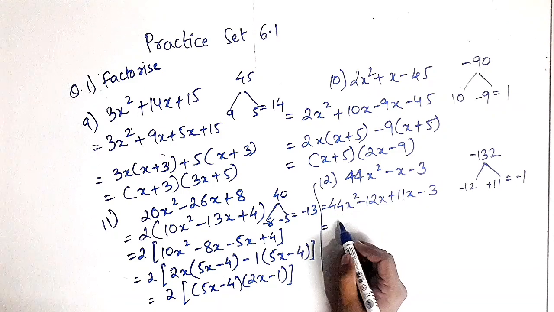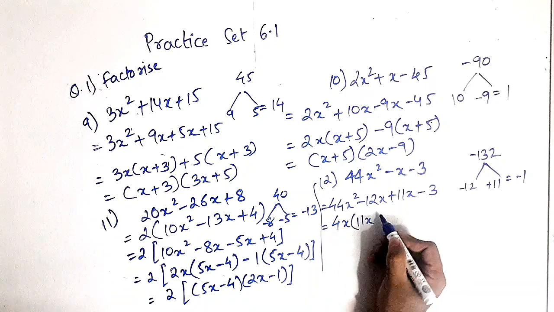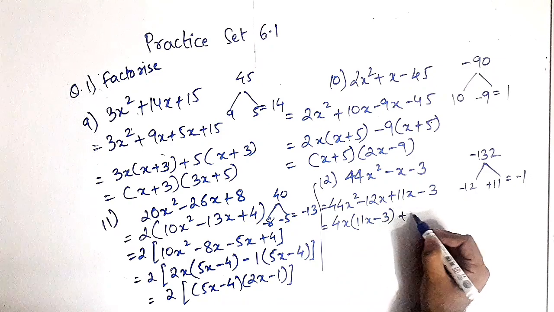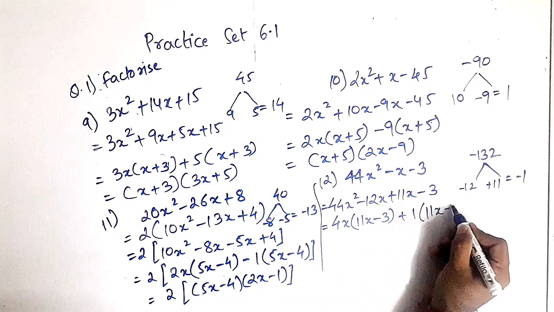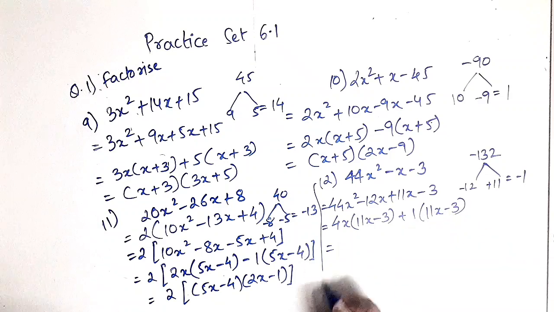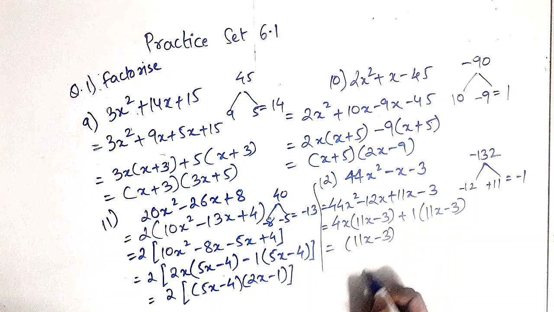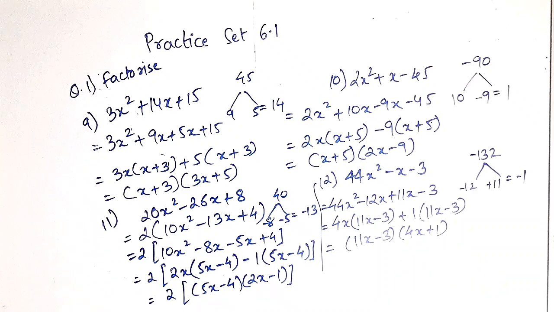What will I take common here? 2 or 4? Yes, I'll take 4. 4x common, 11x minus 3 remains, plus nothing is common here, so I'll take 1. 11x minus 3 remains. Now 11x minus 3 is common. What remains is 4x plus 1.